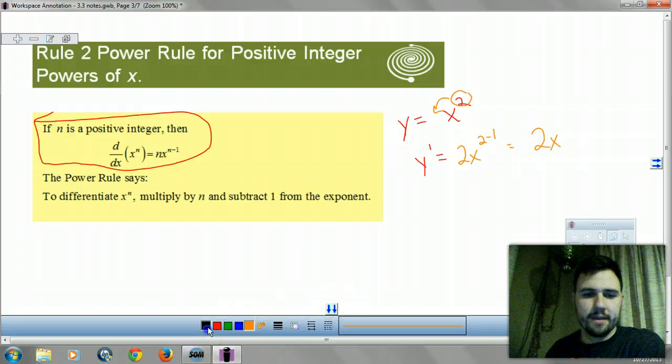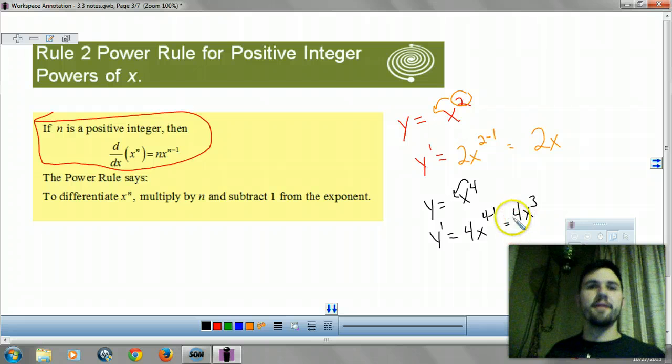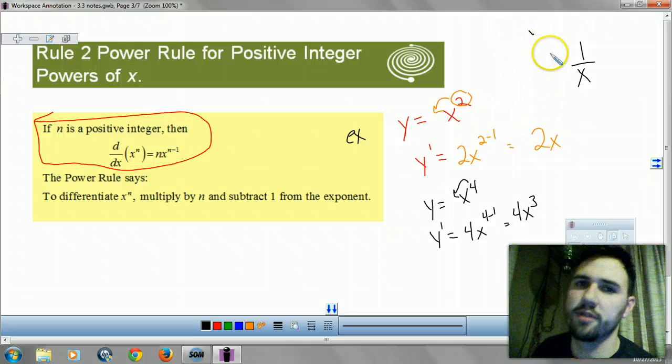Okay? If your y equals x to the 4th, your y prime is, bring that 4 out in front, you go 4 minus 1, which is 4x to the 3rd. Much easier. Let's do one more example. This one's important. Make sure that you write these examples down, guys. The examples are the whole reason why we come here.